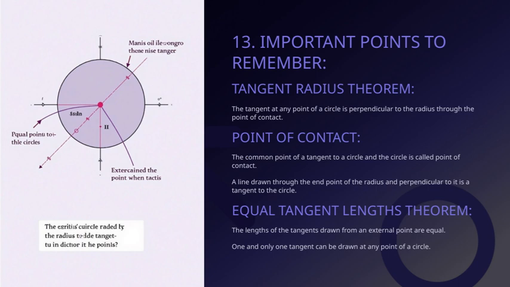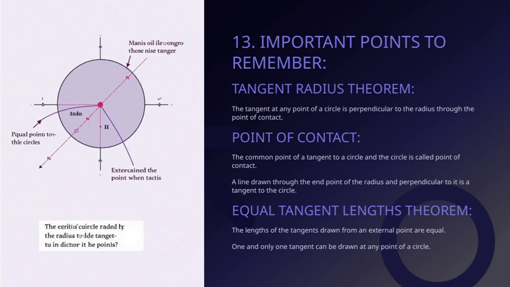Now, moving to the equal tangent lengths theorem, which states that if you draw a line through the endpoint of a radius and make it perpendicular to that radius, this line will be a tangent to the circle. This is a handy way to construct a tangent line if you know the radius. Let's also clarify what we mean by the point of contact. It's simply the point where the tangent touches the circle, and this point is called the point of contact. Understanding this helps us see how the tangent and the circle are related at that specific spot.